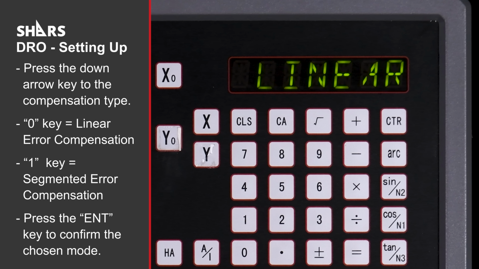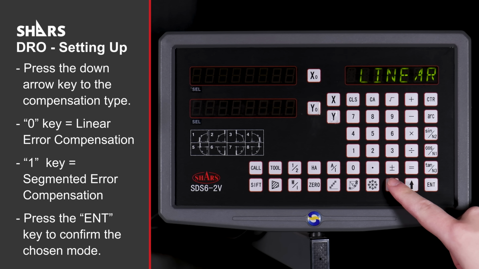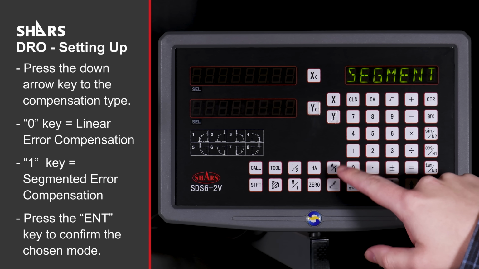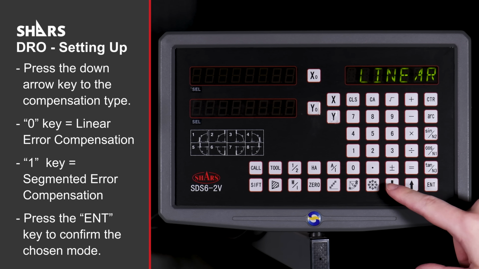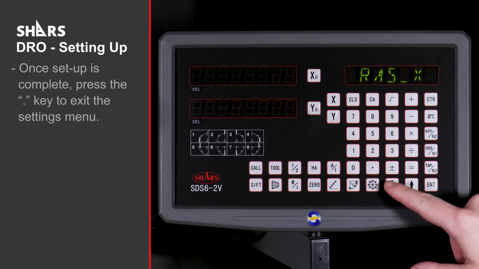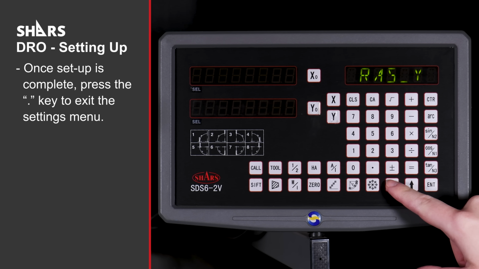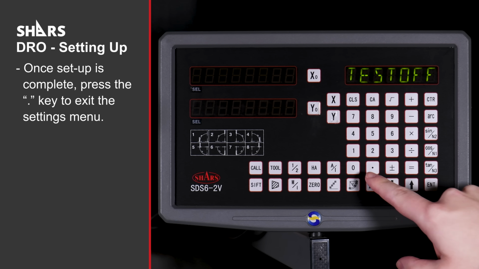Press the down arrow key to reach the compensation type. The 0 key will select linear error compensation, and the 1 key will select segmented error compensation. Press the Enter key to confirm the chosen mode. Once your setup is complete, press the decimal key to exit the settings menu.